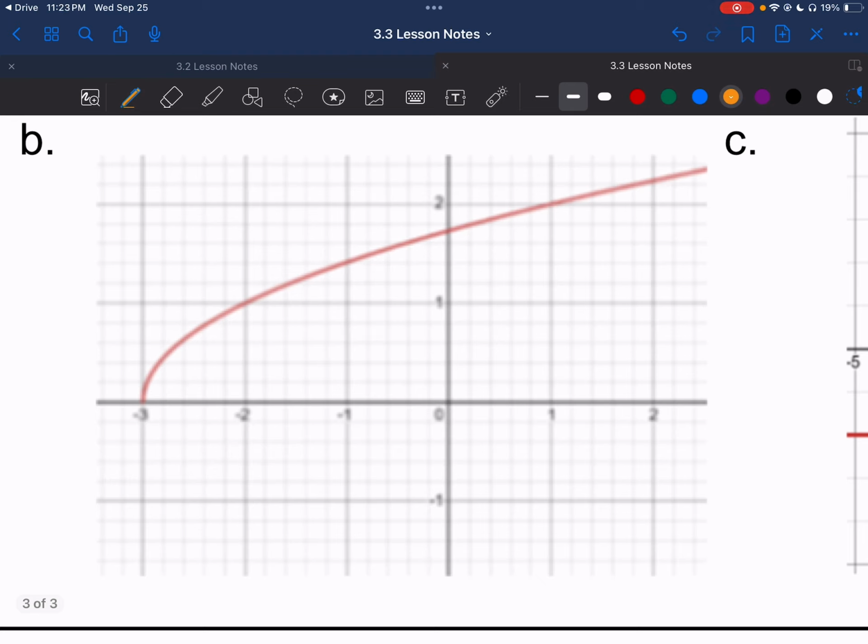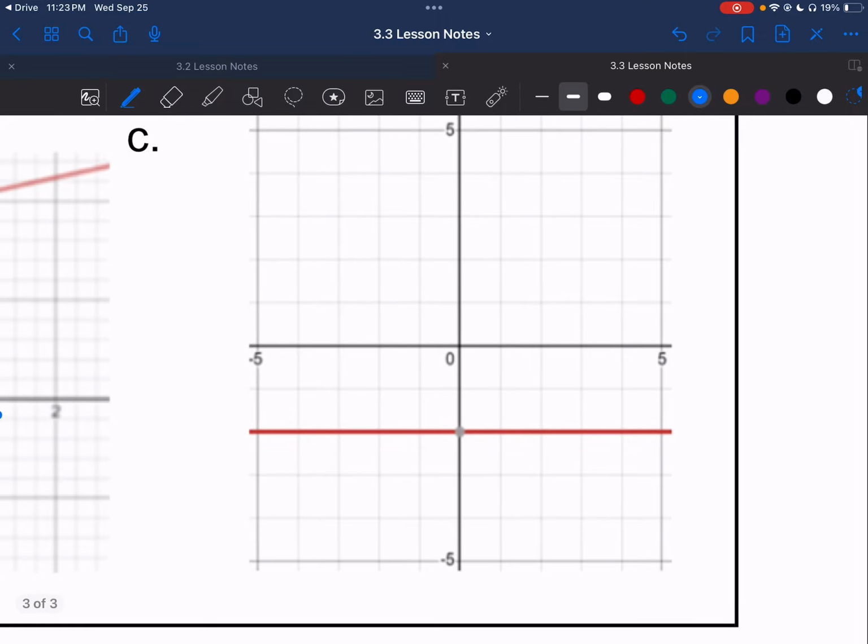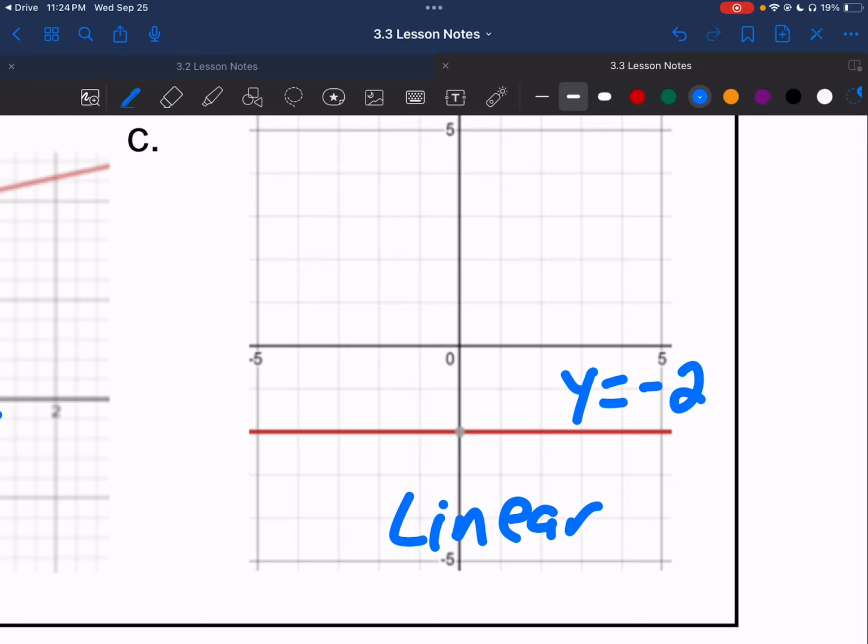Letter B, we have this big curve going on here, and that is clearly non-linear. And letter C, now we have a horizontal line. This is y is equal to -2, and that is linear because it is a straight line.